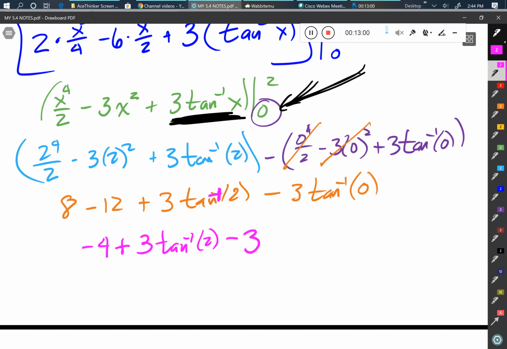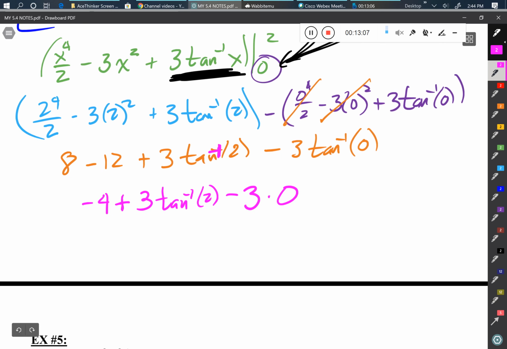All right, minus 3 times arctangent of 0. Well, can you think of an angle that when you take its tangent you get 0? I can. It's 0. So arctangent of 0 is 0, so that just goes away. And so it looks like my final answer is negative 4 plus 3 arctangent 2.